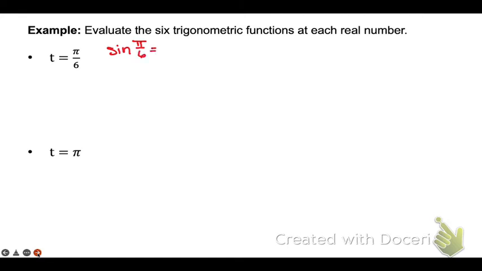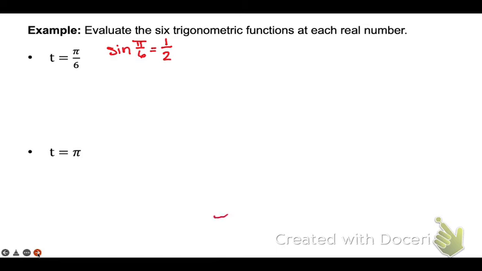Now we have an angle now, right? Sine is y. Pi over 6 is 30. What's the y on 30? 1. And what's your r? Always 2. That's it.